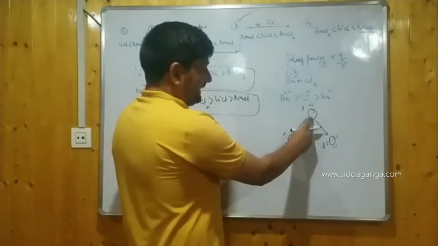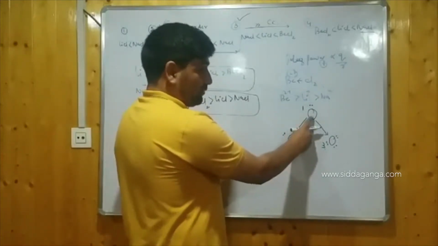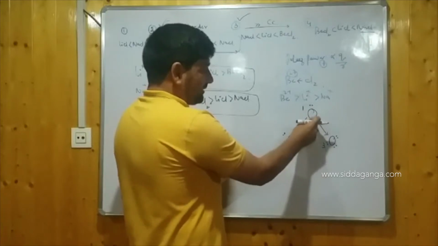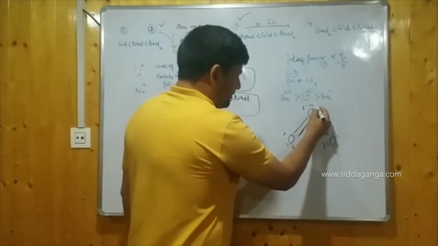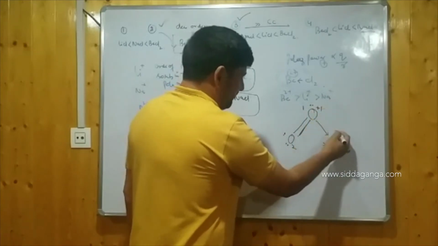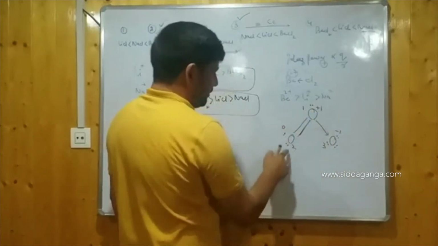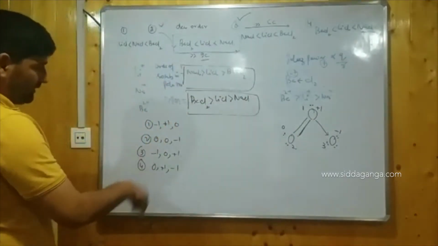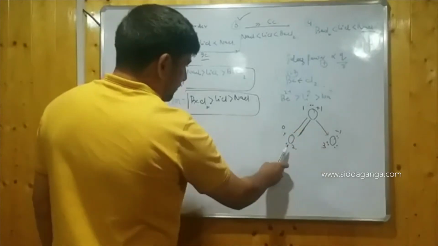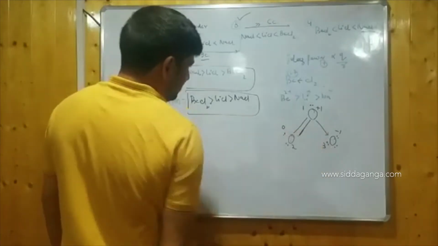So it has almost lost 1 electron. It's a covalent bond, but both electrons have been donated by the middle oxygen, which is oxygen number 1. So naturally its charge will be +1 and this one will be -1. This will be 0. So oxygen number 1 is +1, oxygen number 2 is 0, oxygen number 3 is -1.